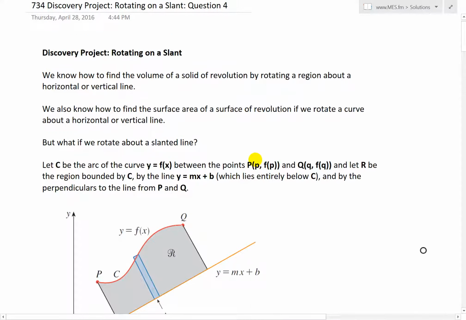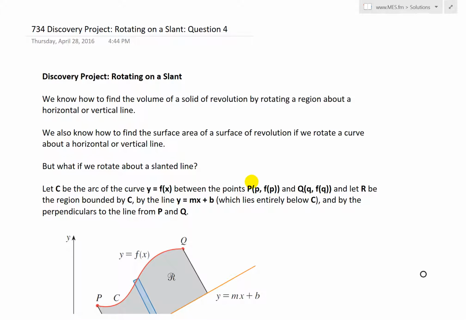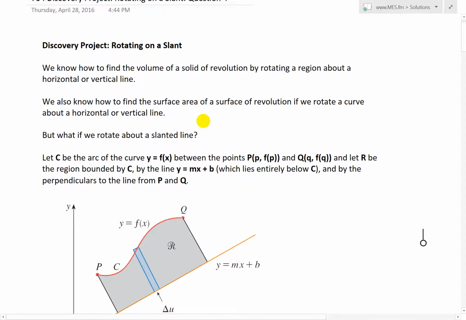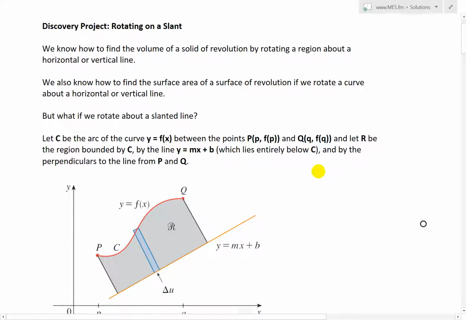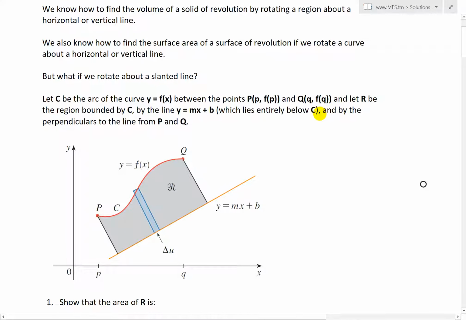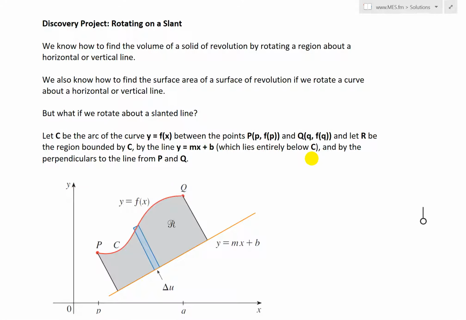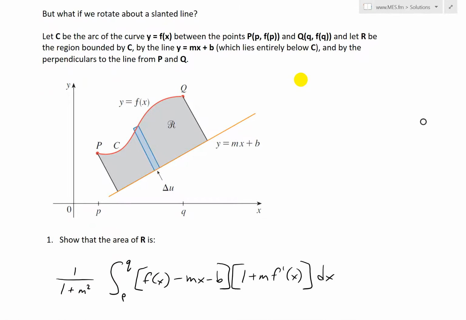Let's discuss further the discovery project, the Rotating on a Slant video series, and go over question 4. To recap, the discovery projects are at the end of each chapter of my calculus book. They are some pretty interesting mathematical projects for slightly more advanced math, and in this case we are dealing with rotating on a slant. So if we have a region like this rotated about here, this series involves finding areas, for example, between this curve and this line, as well as finding the volumes formed when you rotate it about here. Volume, and then later we'll do surface area.